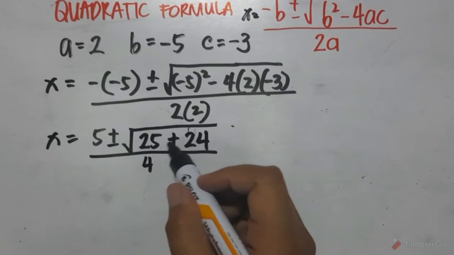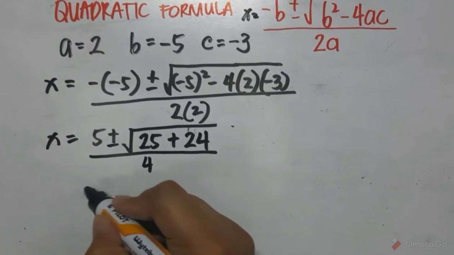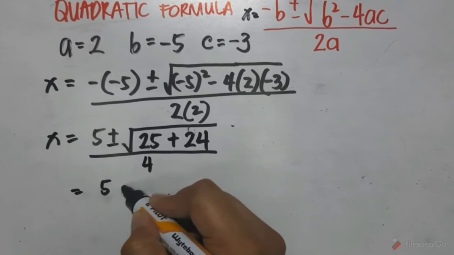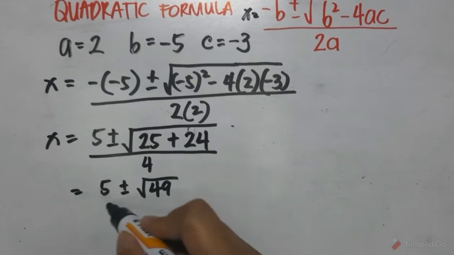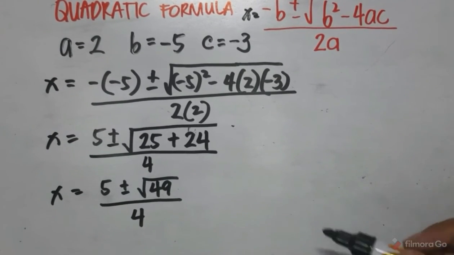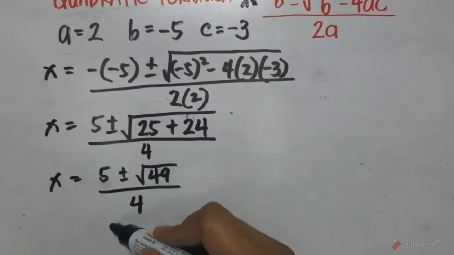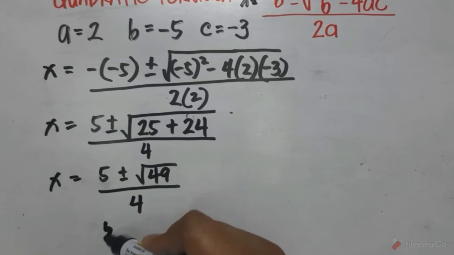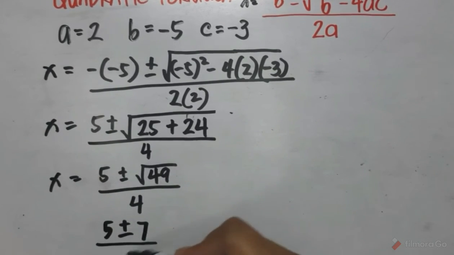Now let's combine 25 and 24. That would be 49. So that would be the square root of 49 over 4. So what's the square root of 49? Good. So that would lead us to 5 plus and minus 7 over 4.